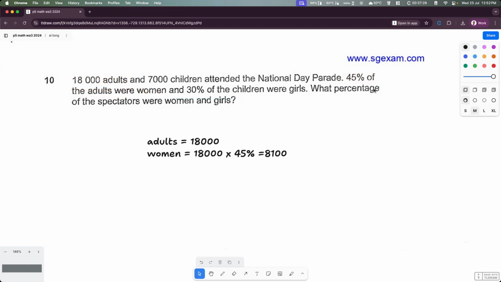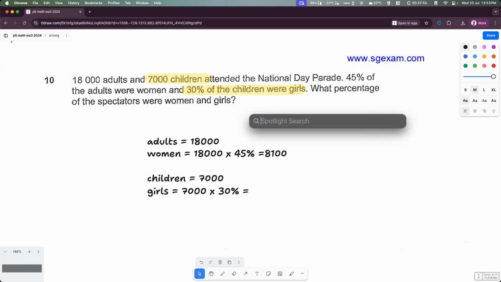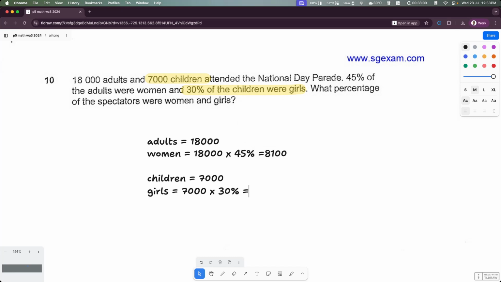Okay, the next part is this. 30% of the children are girls, so 7,000 children. Okay, so in this case, we're going to say that children is equal to 7,000. So girls is equal to 30%, right? So 7,000 times 30%. So 7,000 times, I'll use the calculator.